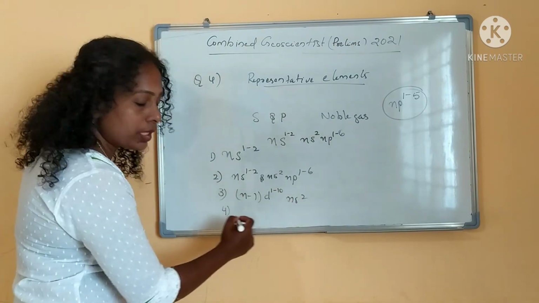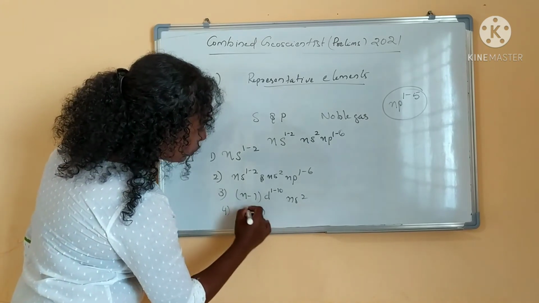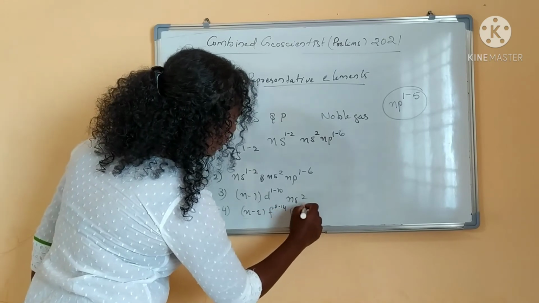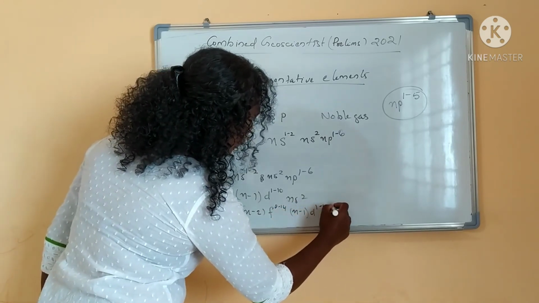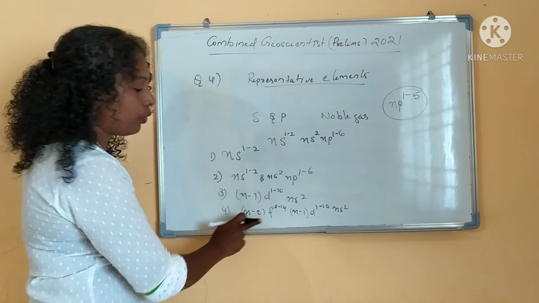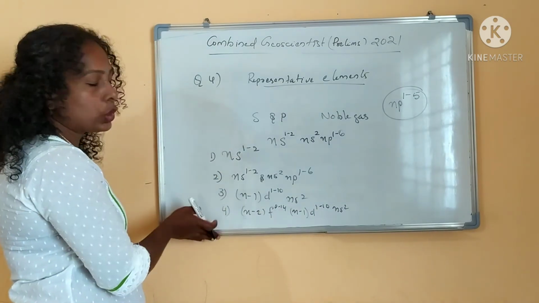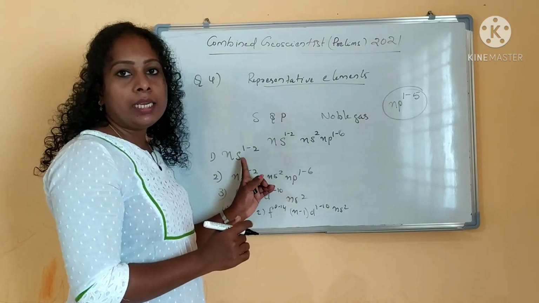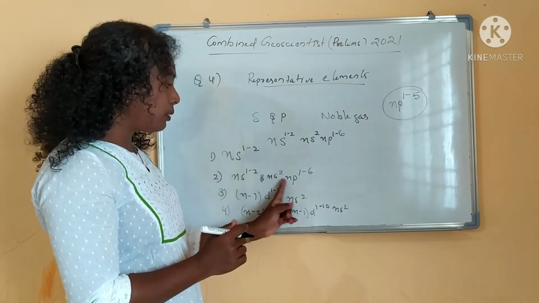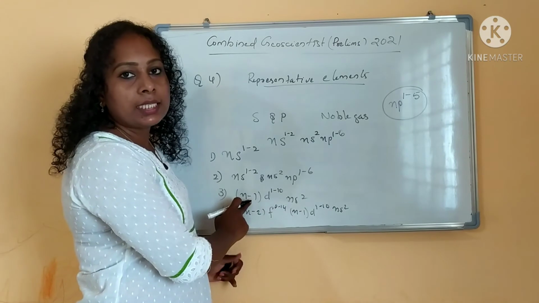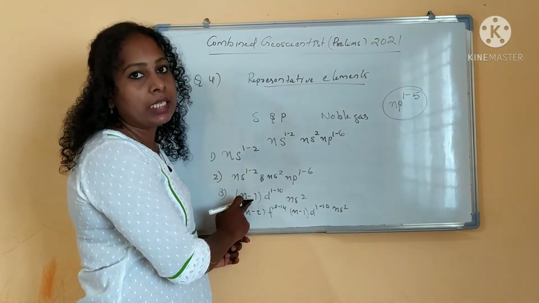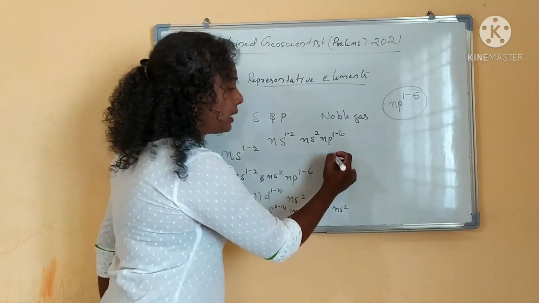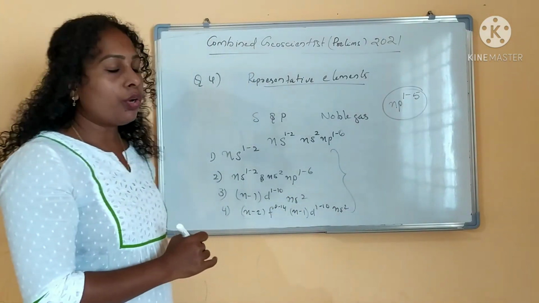And for f block elements, how do you write it? (n-2)f0 to 14, (n-1)d1 to 10 and ns2. This is the electronic configuration of lanthanides. These are alkali and alkaline earth groups, this is the main block, d block elements are transition elements, and this is lanthanides. These are all very basic things. So this is the electronic configuration.